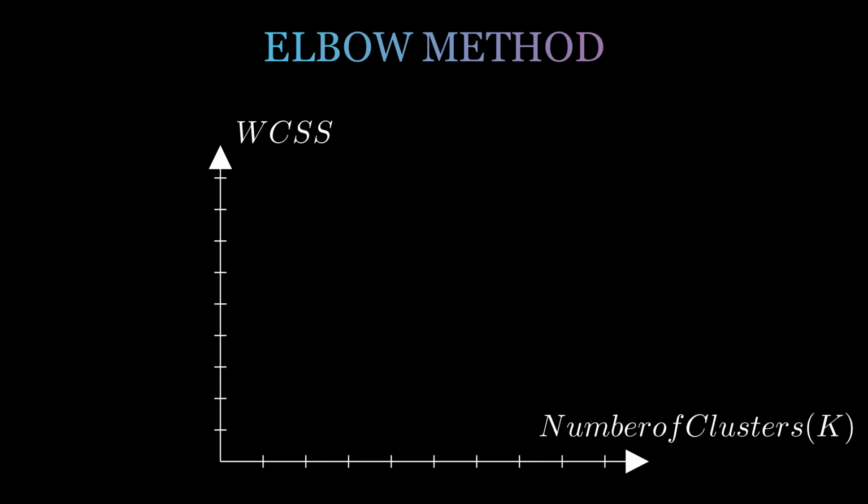To find the best number of clusters, we plot this graph. On the x-axis, we have the number of clusters, and on the y-axis, we have WCSS. The best number of clusters is found at the elbow of the graph. This is where the curve starts to level off, meaning adding more clusters doesn't improve the results significantly.